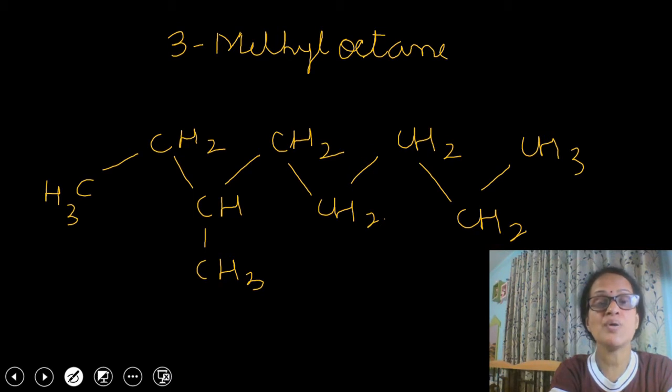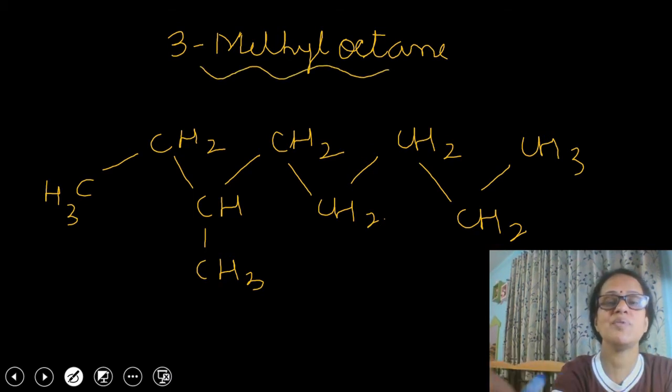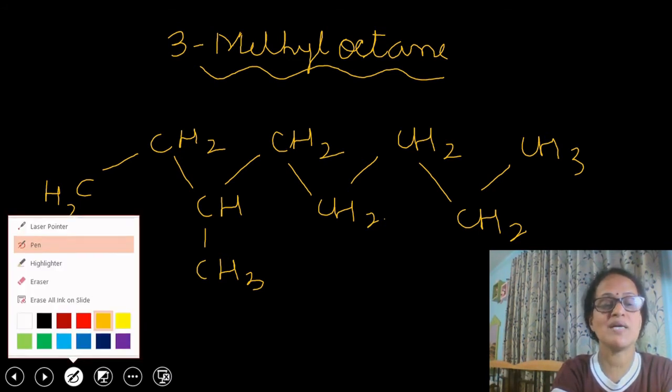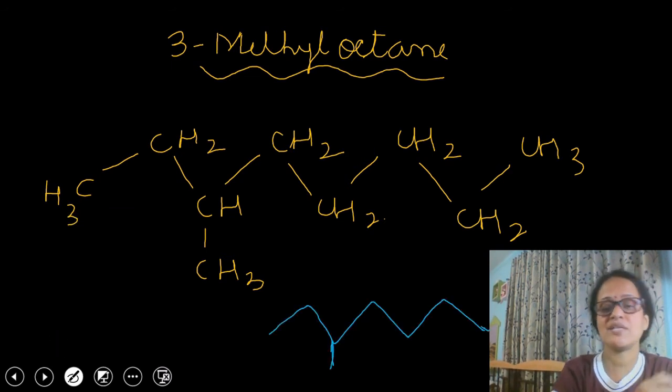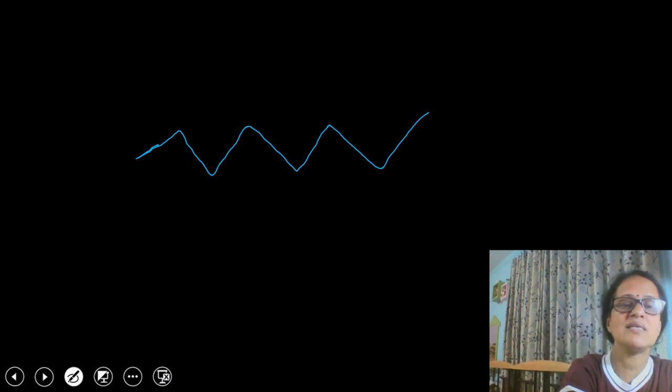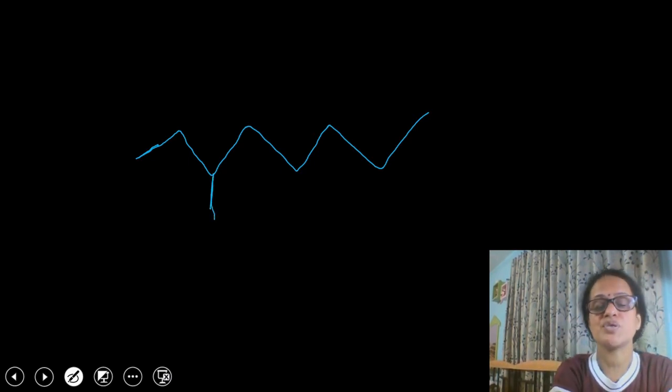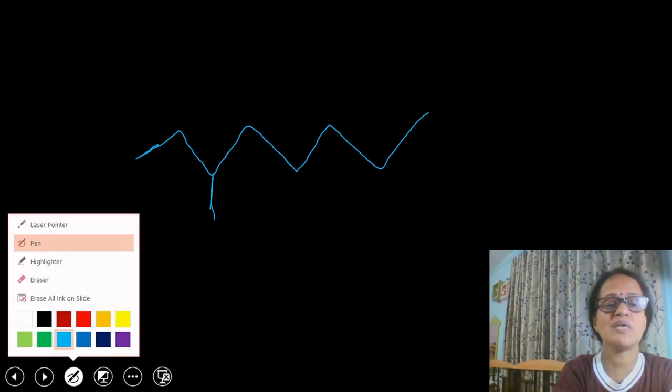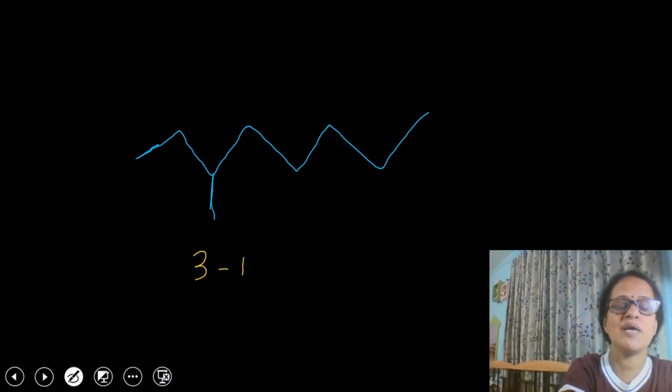So now how to write this 3-methyl octane by means of bond line notation? Children, we can convert the same line into bond line notation, written like this. I would like to write this 3-methyl octane by bond line notation in the next slide. First I am writing the 8 carbon simple octane here. If you want to count, you can count 1, 2, 3, 4, 5, 6, 7, 8. And the third carbon atom has a methyl group. So children, this is the representation of 3-methyl octane by means of bond line notation.